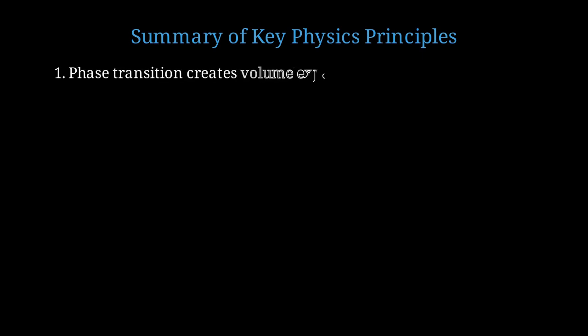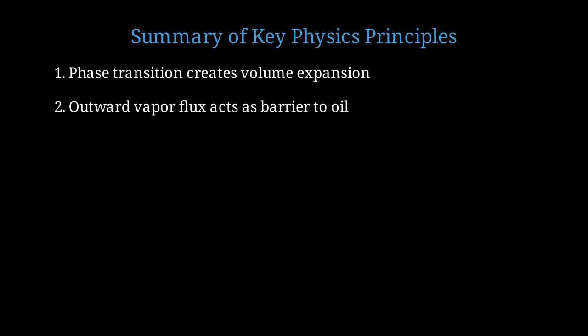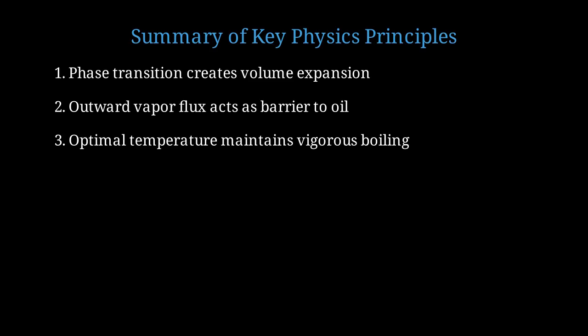First, the phase transition of water from liquid to vapor creates a 1600-fold volume expansion, generating outward pressure. Second, this outward vapor flux creates a barrier that prevents oil from entering during active frying. This is convective mass transfer. Third, optimal frying temperature, 170 to 190 Celsius, maintains vigorous boiling without burning the surface.